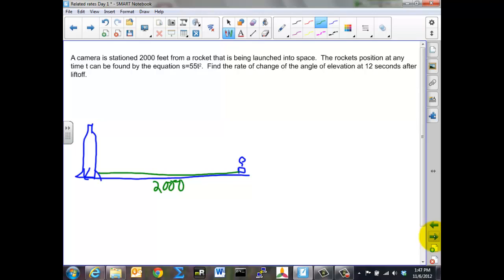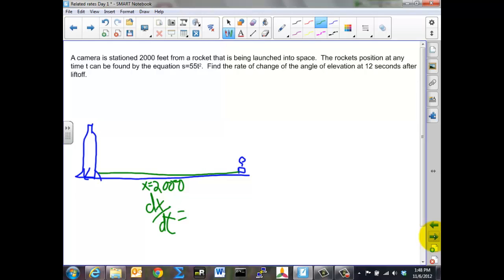What letter would you want to use for calling that distance there? x, okay? If that's x, then talk to me about dx over dt. It's 110t. Why do you say that? Because s equals 55t squared. This is s, but we're talking x down here. s is the rocket. Oh, never mind.